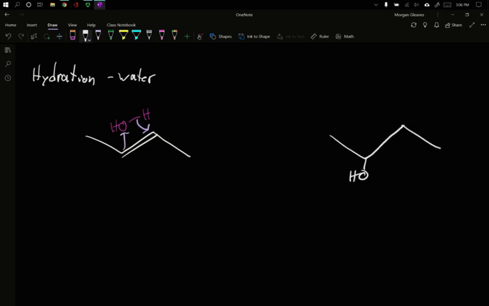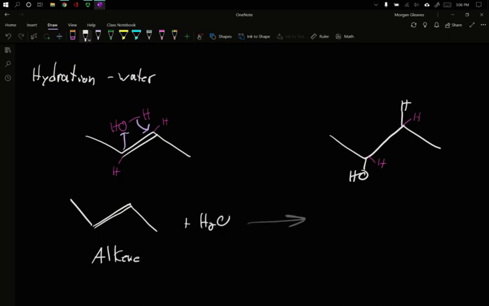an OH. So there were already hydrogens, again, on the alkene. They are still there. What we've done is we've added water. So hydration, hydrate, we added water. The result is that our double bond becomes an alcohol. And so an alkene plus water with a little bit of heat can become an alcohol.